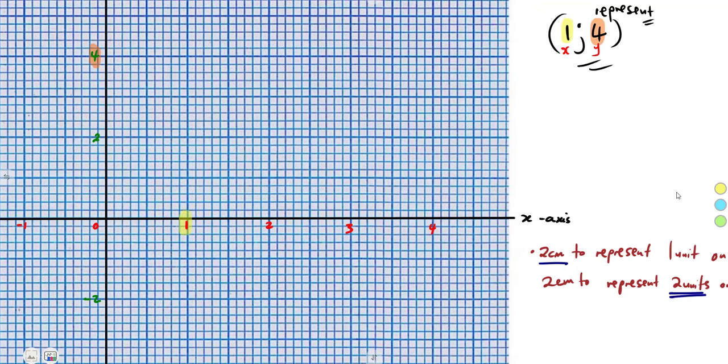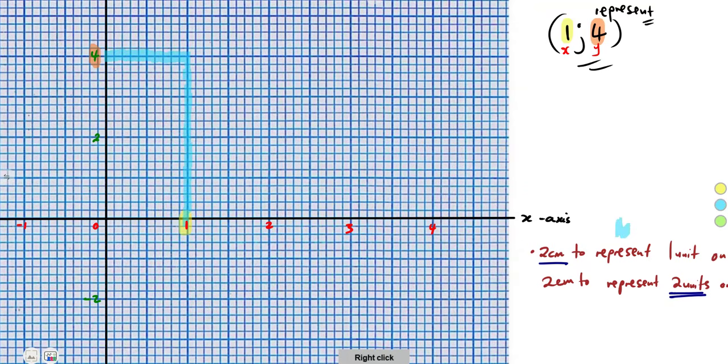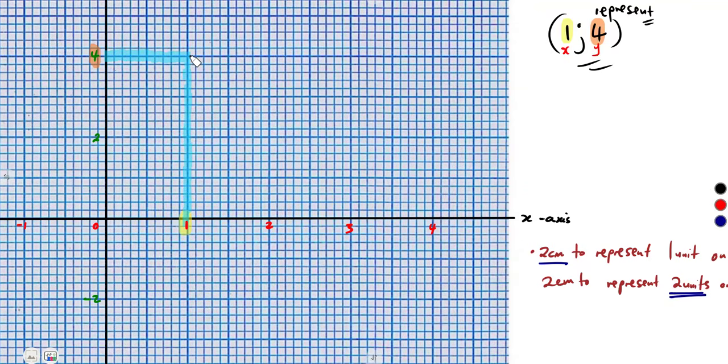What happens is that the point is where these two meet. The value for x, you have to move going up to meet with the value for y, and this way they're going to meet. Where they meet, that's where you indicate the point. That's the point 1, 4 that you're being asked to represent. So the point 1, 4 is here. You mark that with an X.